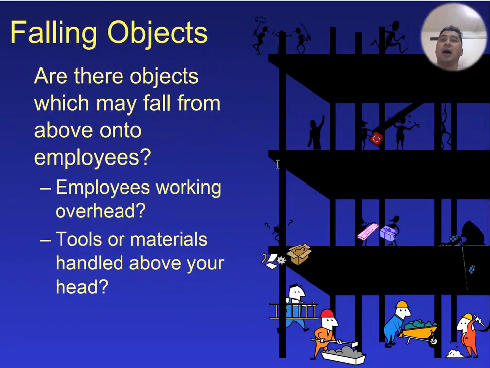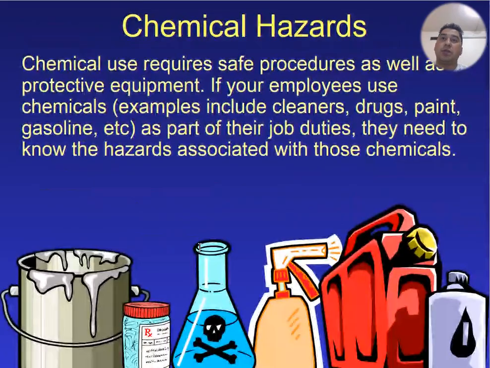Then you can see if there are objects which may fall from above onto employees. These are the things you can check. Employees walking overhead, tools or materials handled above your head. So these are the things you can check to identify the hazards.